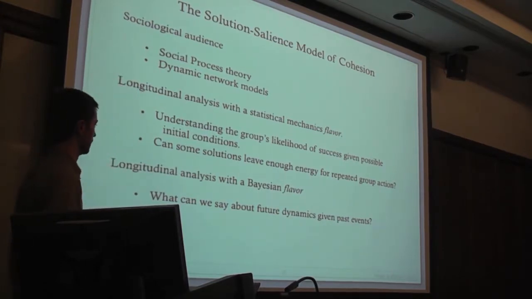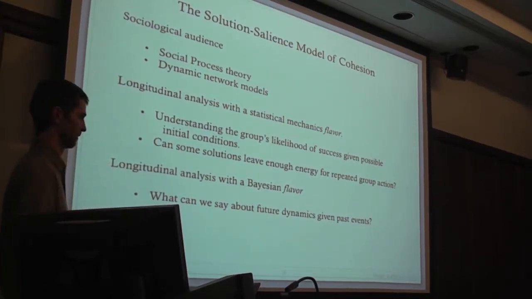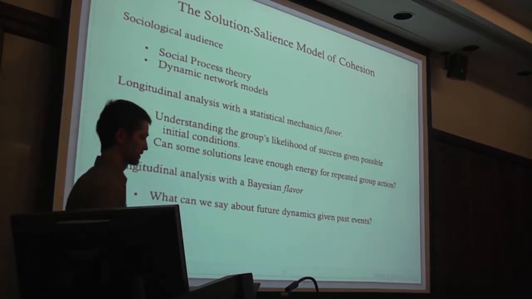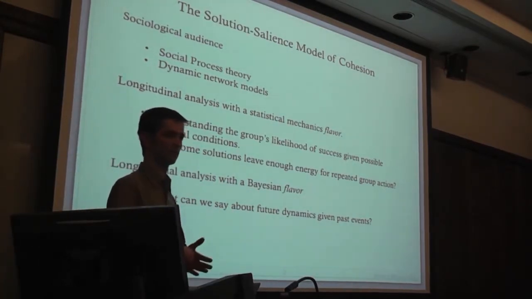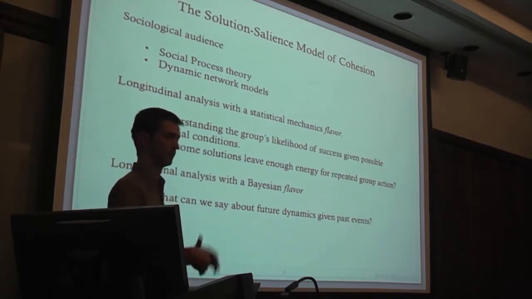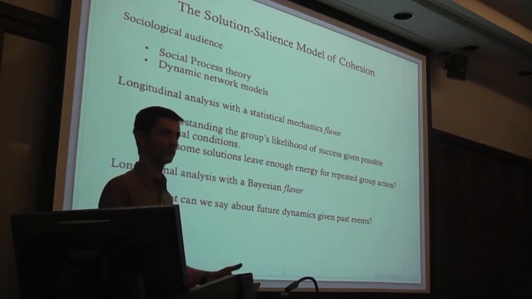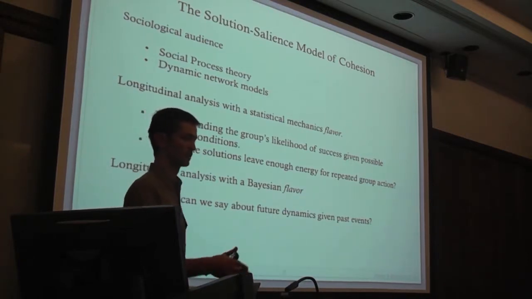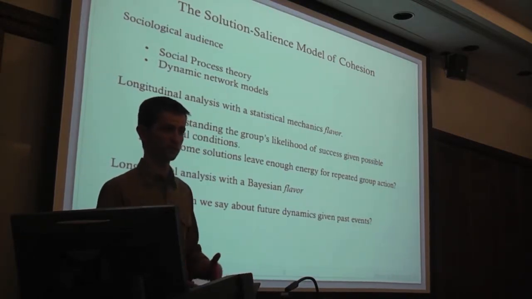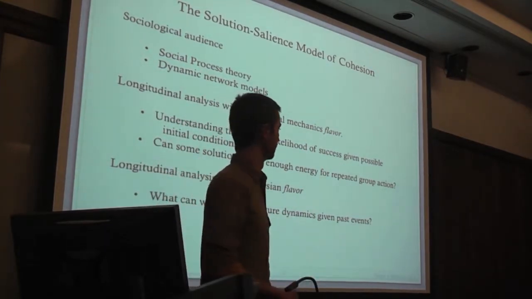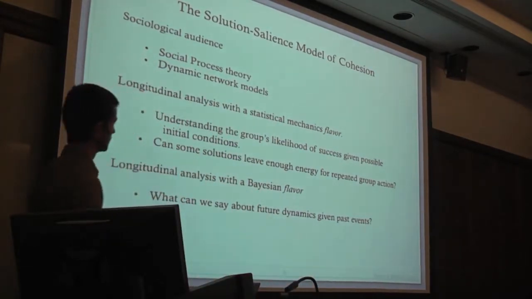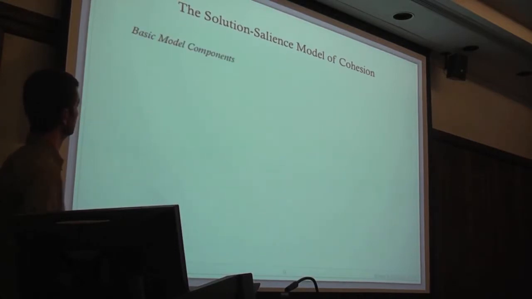Additionally, looking at this with sort of a Bayesian eye, we know it happens earlier on in this run, so the group does become cohesive and is able to present a solution and implement it. Does that allow us to update what we know about the system and what we might expect? So those are two things that we're particularly interested in.